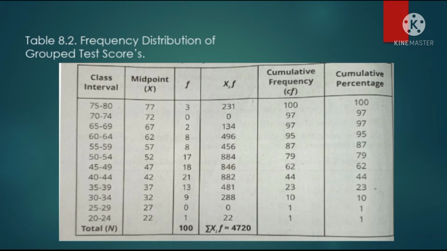In the absence of a statistical program, the mean can be computed with the following formula. And here's the formula: x̄ = Σxf / n, where x is the midpoint of the class interval, f is the frequency of each class interval, and n is the total frequency. Thus, the mean of the test scores in Table 8.2 is calculated as follows: Σxf over n equals 4720 over 100 equals 47.2.